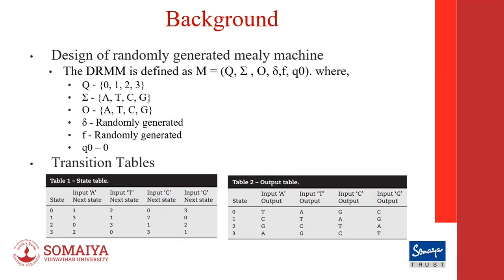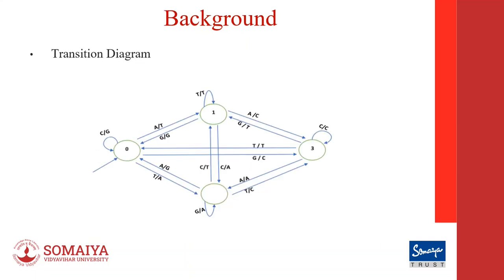So let's take a look at the structure of a randomly generated Mealy machine. So it consists of a 5-tuple definition where there are 4 states 0, 1, 2 and 3. There are 4 input signals A, T, C and G, and 4 output signals A, T, C and G. And the starting state here is Q0 and the final state is randomly generated along with the transitions. So I will be handing over to Manav.